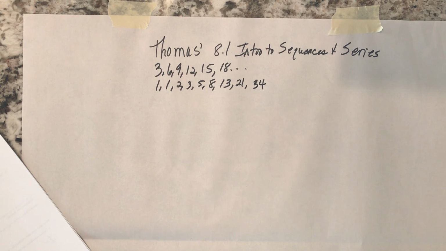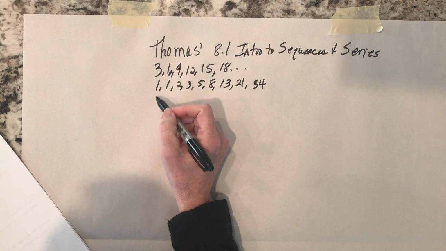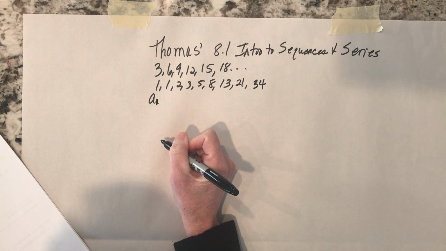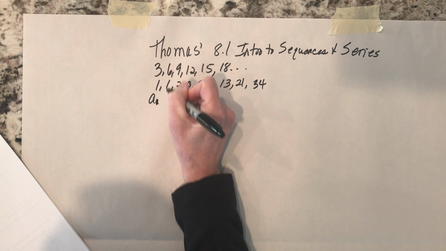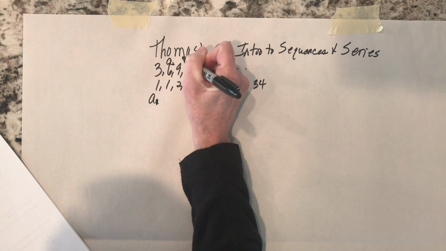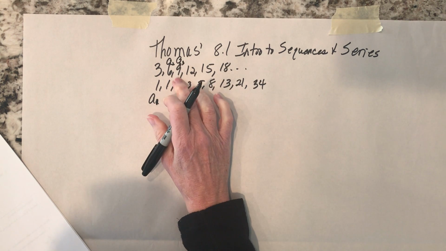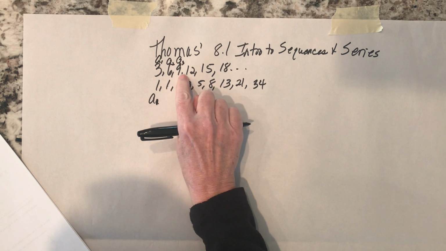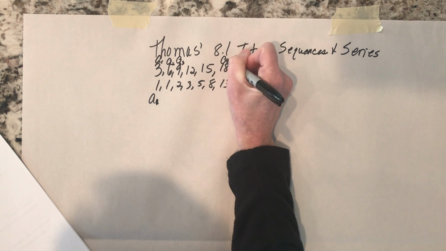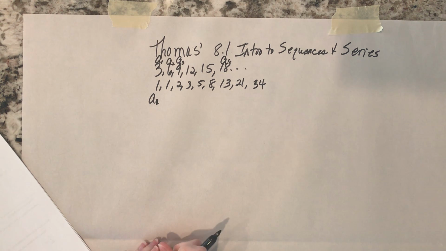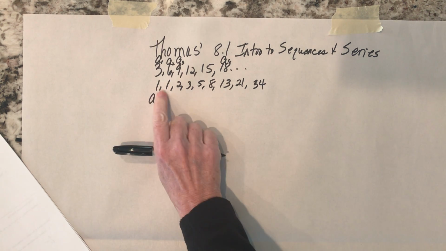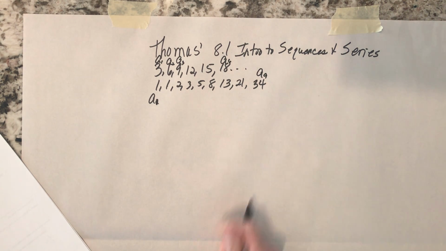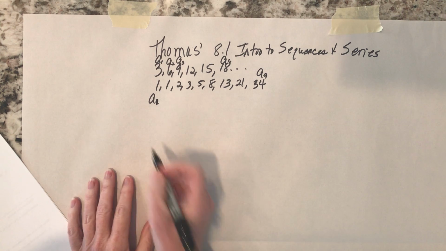Fibonacci series there. In all cases, this first term is called A sub 1 because it's the first one in the series. In the first series, 6 is called A sub 2. 9 is A sub 3. It's the third term in the series. 1, 2, 3, 4, 5, 6. So A sub 6 is the sixth term in the series. 1, 2, 3, 4, 5, 6, 7, 8, 9. This would be A sub 9. It's the ninth term in the series.